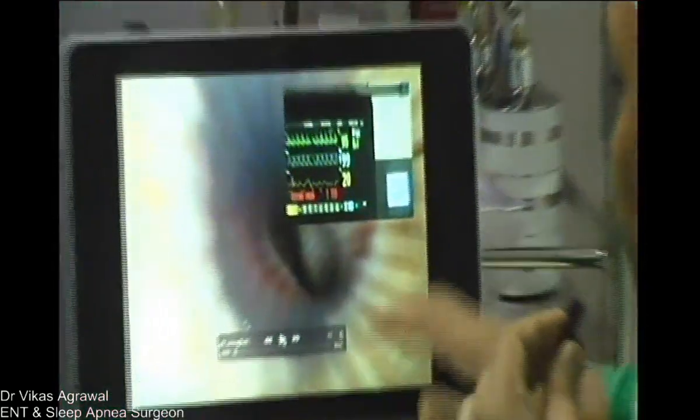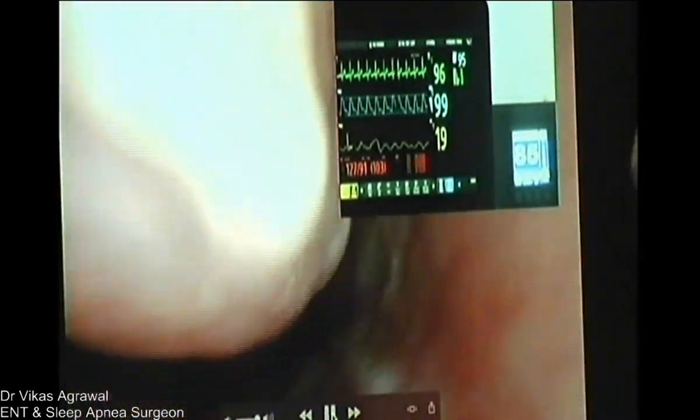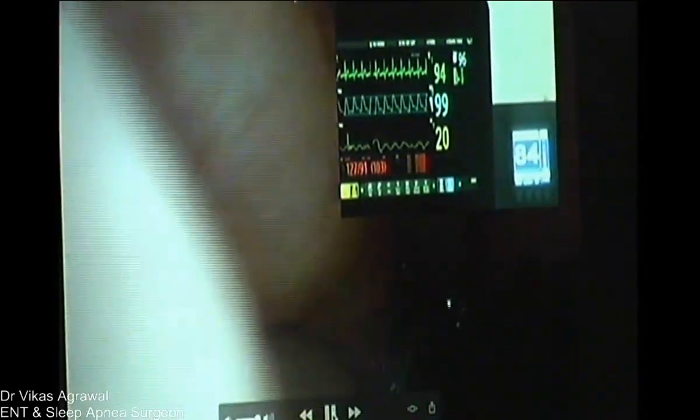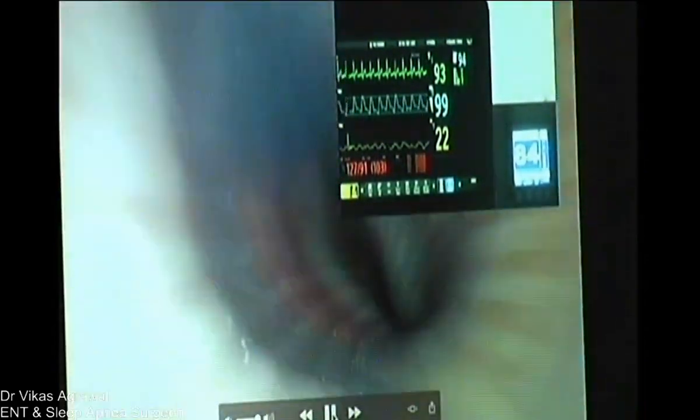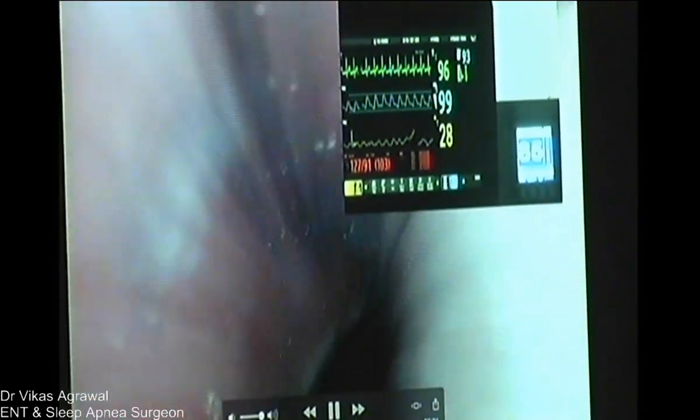So let's go back to our, so what we do is, now what we are doing is, see, this is the nasal airway. And we'll go and see through the nasal airway. What the nasal airway is doing, it's keeping the palate open. So if we keep the palate open and then see what is happening inside, then we know what is the effect of palatal surgery on this patient.